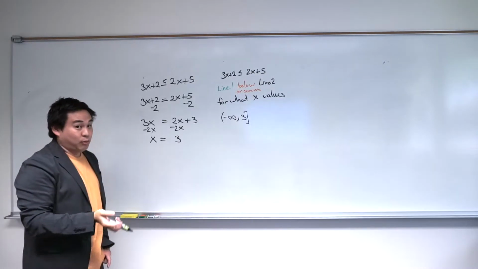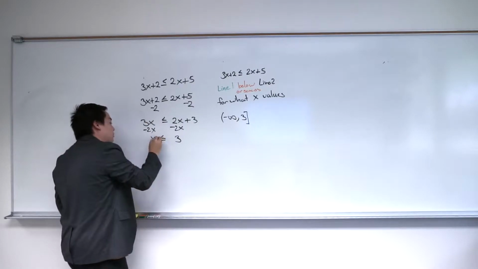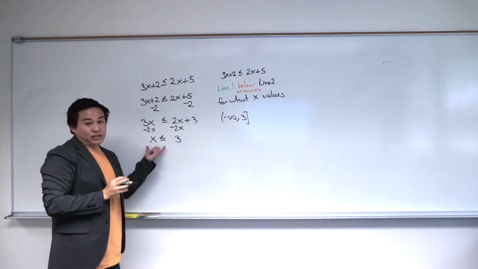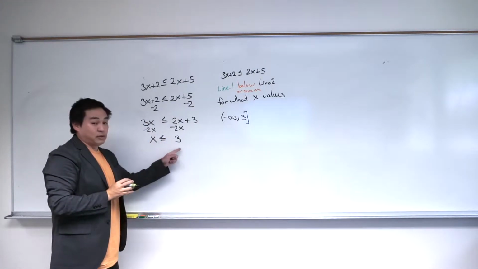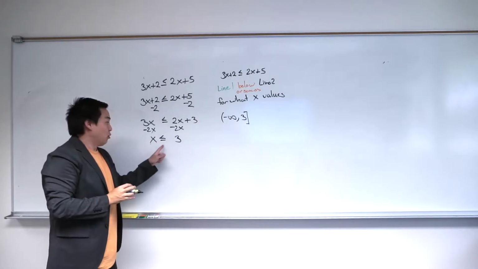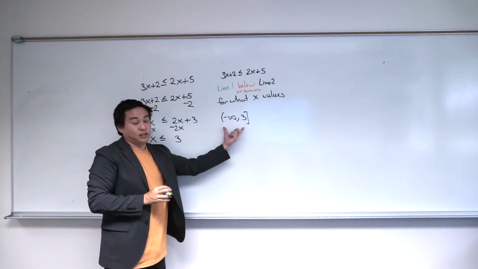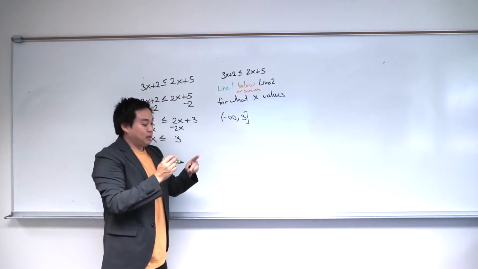And let's just throw the inequality back in. So if you read this, this says x is less than or equal to 3, or it's the x values which are below 3 or equal to 3. And can we see that that's these numbers here, this negative infinity to 3.